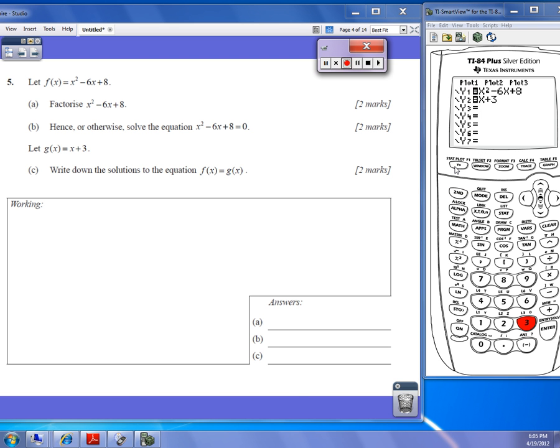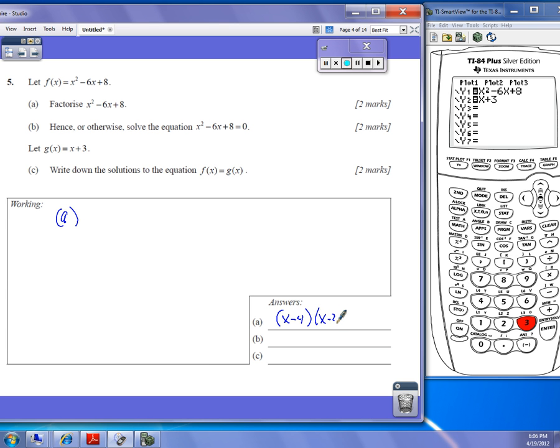On to problem 5 from the May 09 paper 1, and the first thing we're asked to do is to factor a trinomial, and I don't really even need to show any work for that. I'm going to multiply x minus 4 times x minus 2, and those are the factors. And then they ask me to solve x minus 4 times x minus 2 equals 0, and you can see that x is equal to 4 and x is equal to 2.